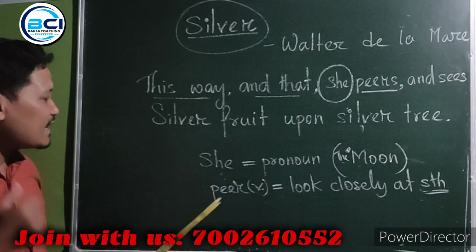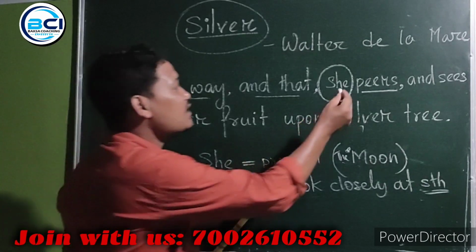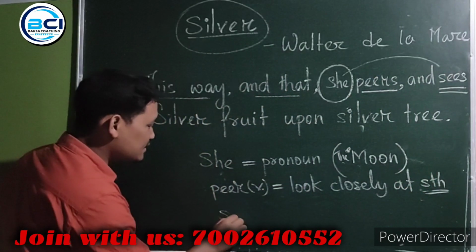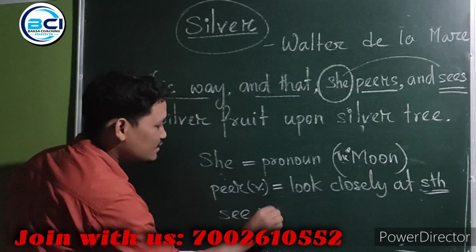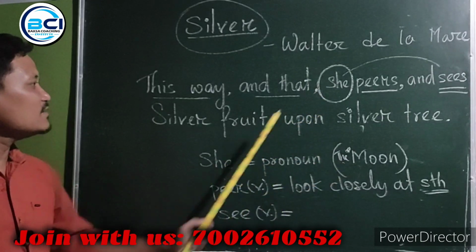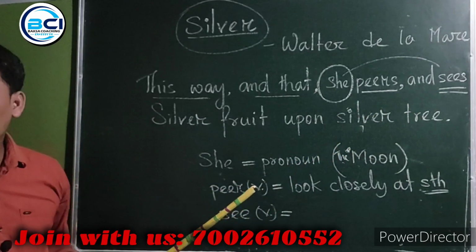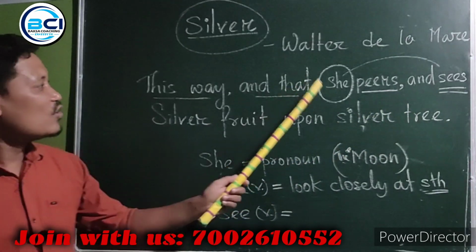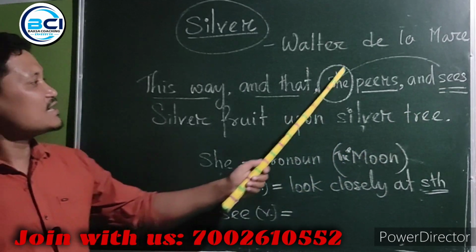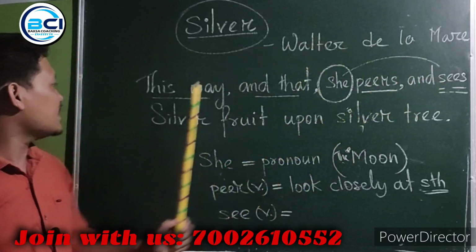Understood? And as a result, what does happen? As a result, she sees. Look, there is another verb. Sees. There is another verb. The moon, she sees. Understood? Sees means saw.